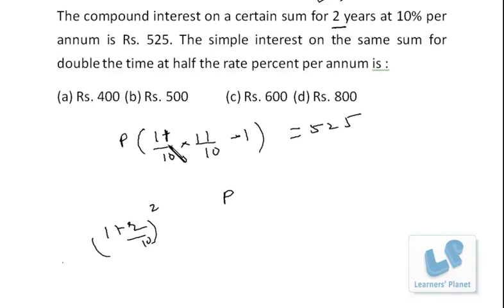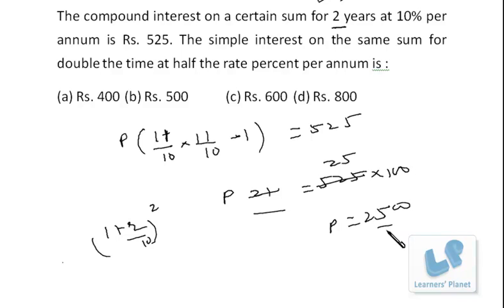So 121 minus 100, that is 21. 21 times P is equal to 525 into 100. Okay, so principal is 2500. Okay, now we just have to calculate the simple interest.